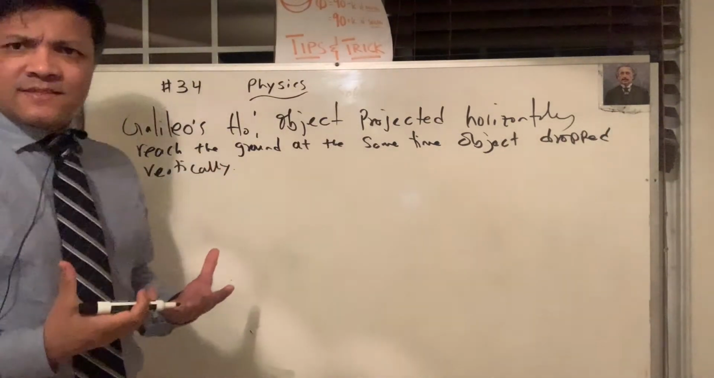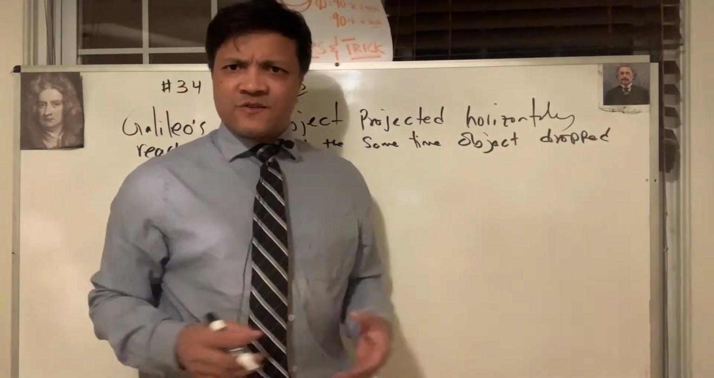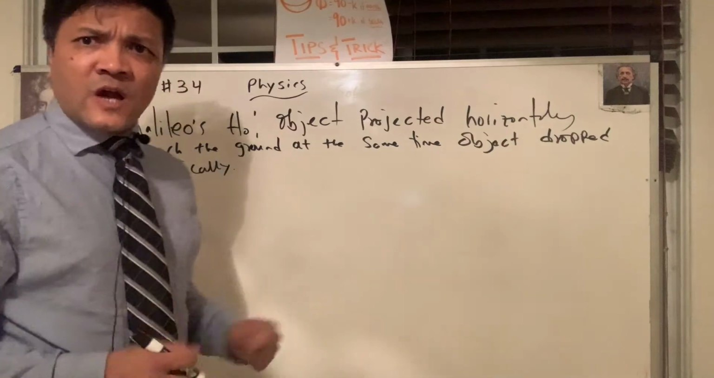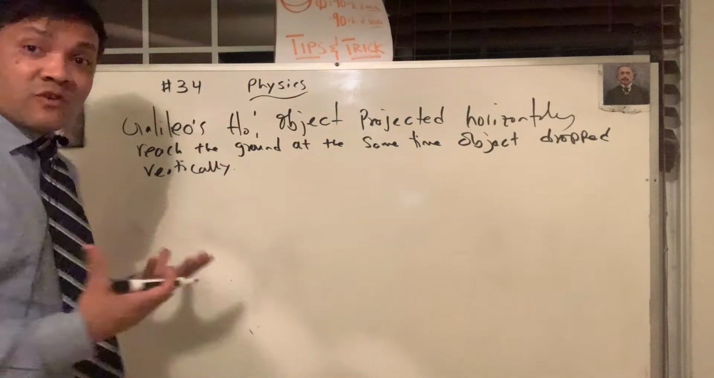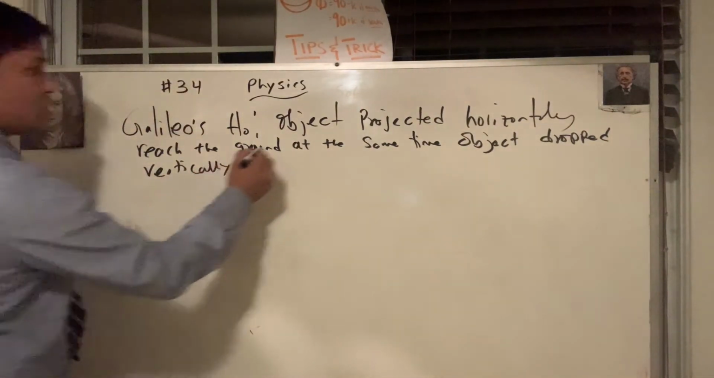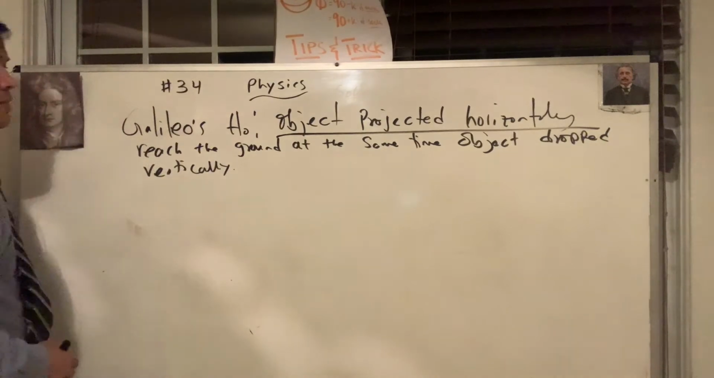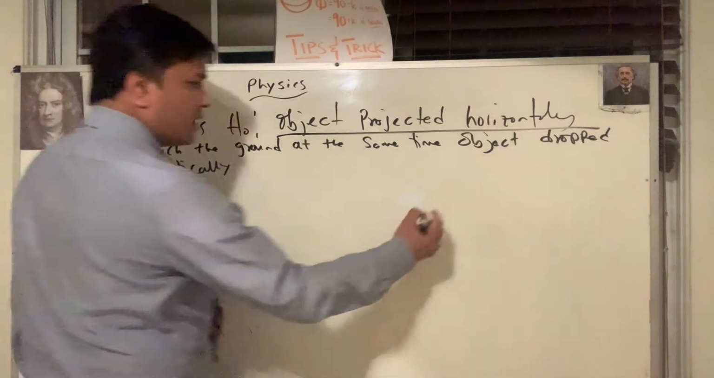Alright, so what is Galileo talking about? 1590, some 400 years ago, 26-year-old Galileo. What is he talking about? Let me explain, first graphically, and then I'm going to give you an example. Let's draw an object projected horizontally.